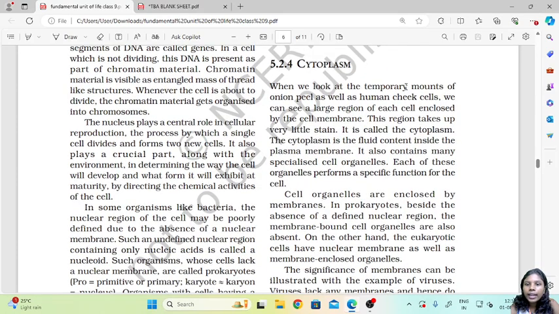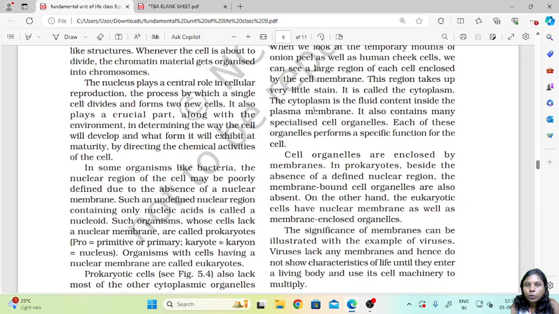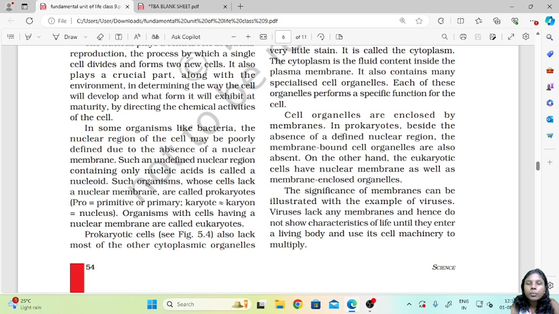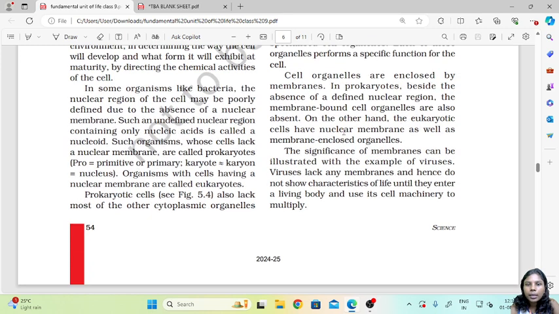When we look at temporary mounts of onion peel as well as human cheek, we can see a large region of each cell enclosed by the cell membrane. This region inside the cell membrane is known as the cytoplasm, and it often tends to have very little stain. The cytoplasm is a fluid content inside the plasma membrane. It also contains some specialized cell organelles. Each of these organelles performs different specific functions for the cell.